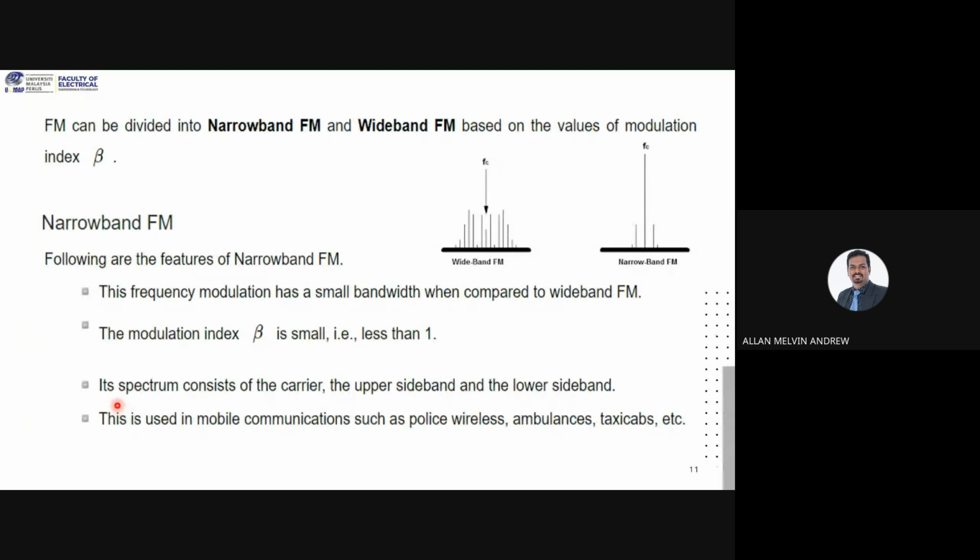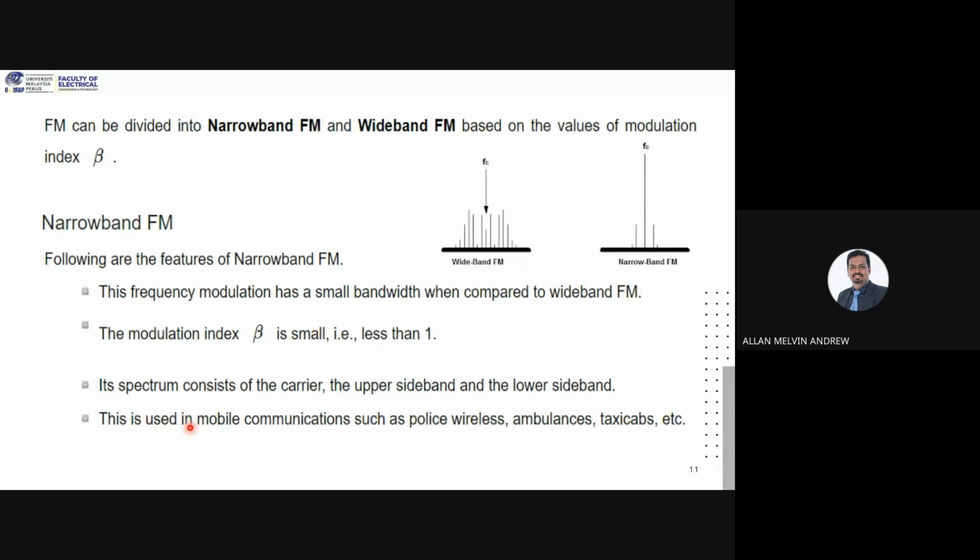Its spectrum consists of the carrier, upper sideband and lower sideband. You can see here you have a central frequency, a lower sideband and also an upper sideband. But you can see only very limited because the frequencies are very near. Maybe like I said, 500 to 1000, so maximum to minimum is only 500 hertz. So it will be considered a narrowband.